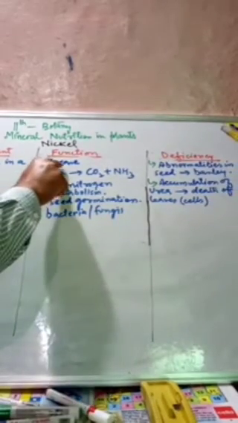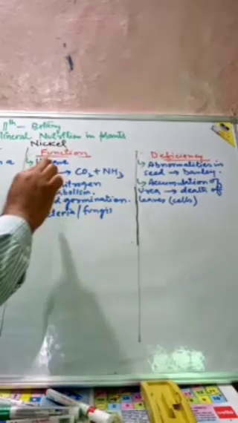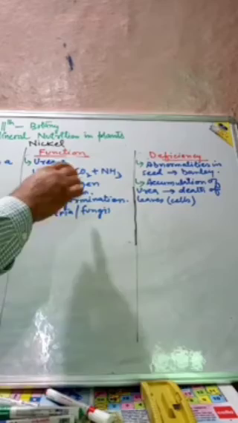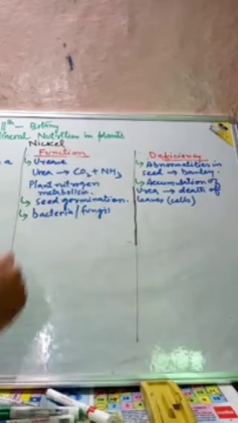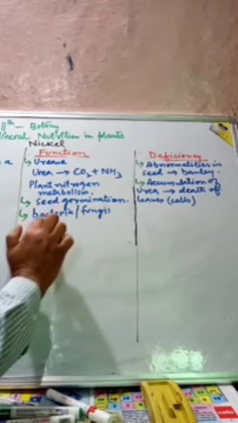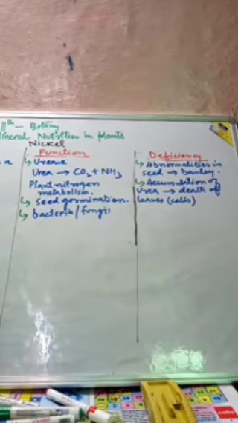Function: it is an important component of the urease enzyme. This urease enzyme helps in breaking down urea into ammonia, and then this ammonia is available for plant nitrogen metabolism. It plays an important role in seed germination. It is important for bacteria and fungi, which are very much essential for plant growth.